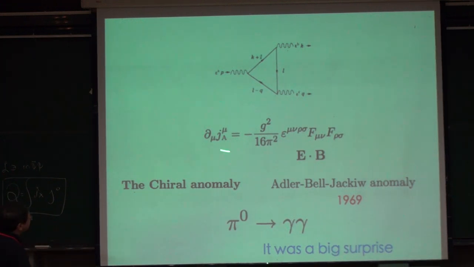But this formula will be responsible for the decay of pi zero, also mentioned by Phil Anderson in his year 2000 Physics Today article. It was a very big surprise. Now, maybe I spent too much time, more than I should. I just formally tell you what chiral anomaly is in quantum field theory.